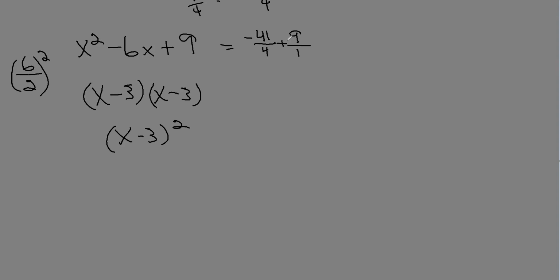Okay, and the right side here, I've got to add this together. So let's see, I'm going to get my denominators the same. So I'm going to multiply the bottom by 4 as well as the top. And so 9 times 4 here is 36. And this is going to end up giving me a denominator of 4. And what's negative 41 plus 36? Negative 5. So my right side here ends up equaling negative 5 over 4.